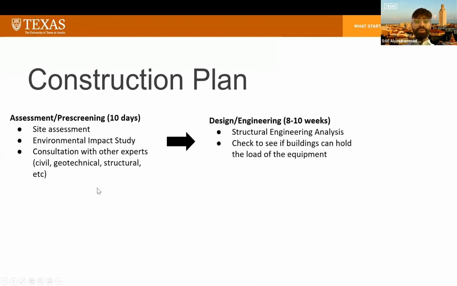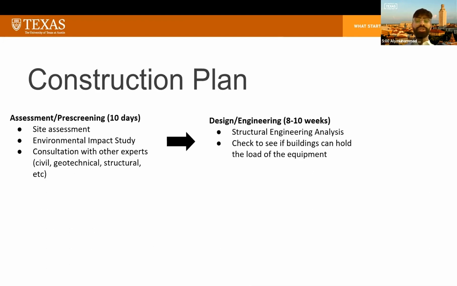Now, based on research of the process of installing a commercial size PV system, we identified the following timeline for our project. Now, the first part is assessment and pre-screening, which we approximated to take 10 days. This includes assessment of the site and environmental impact study and hiring consultants for other aspects of the project, such as civil, geotechnic, or structural. Next is the design and engineering. We approximate that to take 8 to 10 weeks.